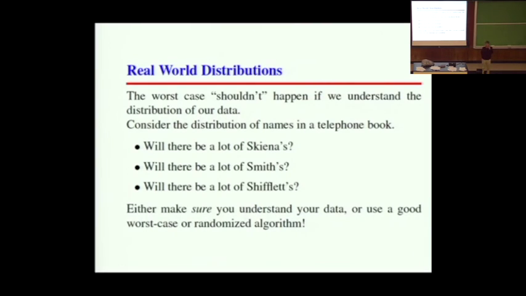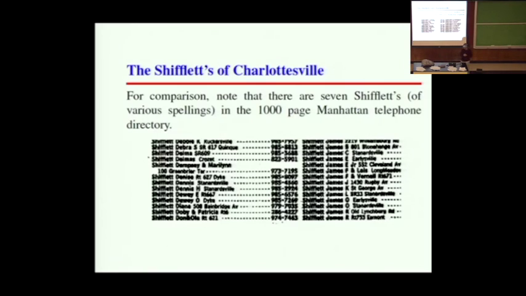Now, let's take a look at a smaller place than Manhattan, Charlottesville, Virginia, where I went as an undergrad. How many Shiflets were there in the phone book? Here is a picture from the Charlottesville, Virginia phone book. Charlottesville was a small town of 50,000 people. And if you look at their telephone book, they had a James C. Shiflet, a James E. Shiflet, another James E. Shiflet Jr., James F., James J., James K., L, O, O, R. Okay? There were a shitload of Shiflets there, right?